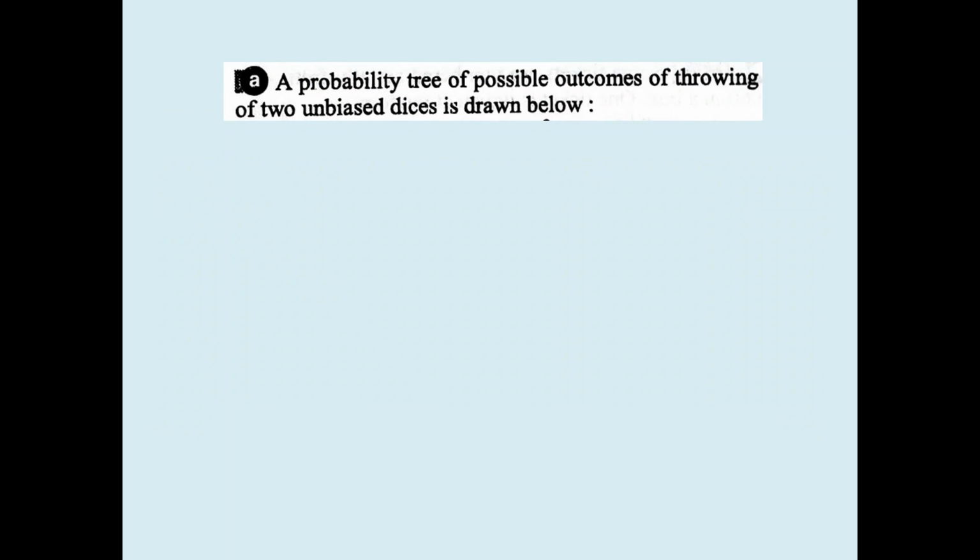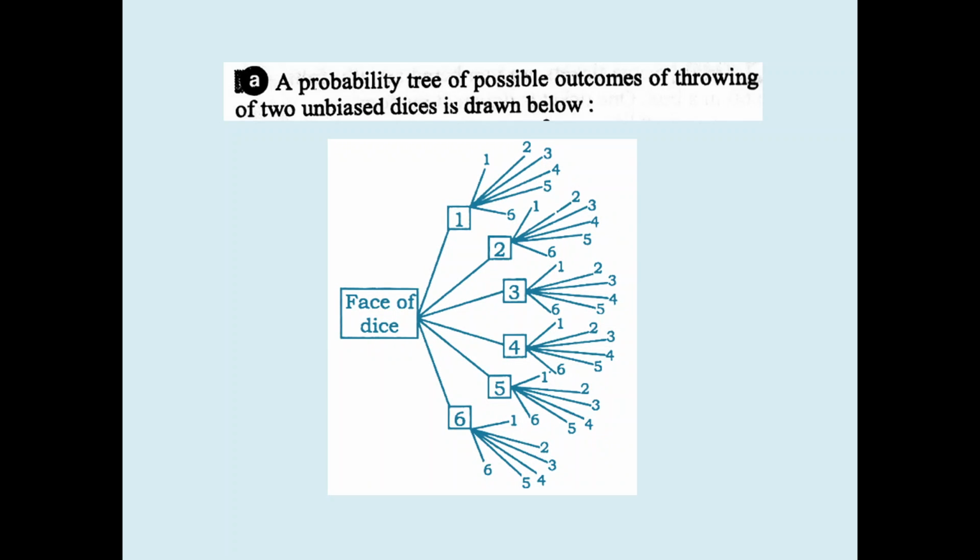Answer of A. A probability tree of possible outcomes of throwing two unbiased dice is drawn below. Faces of dice are 6 on each dice, and every dice is thrown 6 times. That is the probability tree.